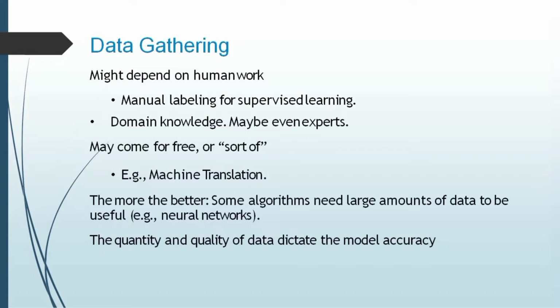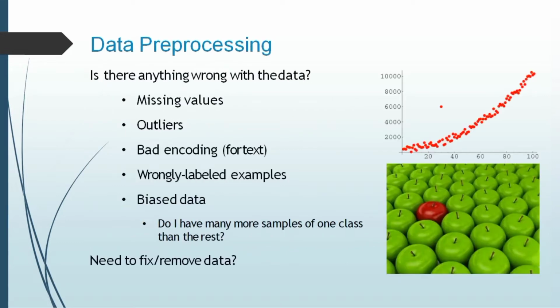As the name indicates, gathering data means collecting the data from different resources. It may be human work or machine work. Basically we are collecting the data from different sources. We may need some algorithms to collect a large amount of data, such as neural networks, and the quantity and the quality of the data dictate the model accuracy. So the model accuracy depends on the data gathering and the data cleaning stage.